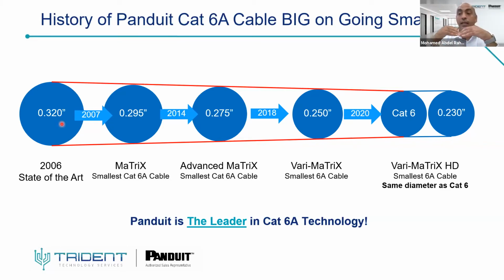So Panduit put a lot of effort into Cat6a cable and introduced the Matrix cable, the smallest Cat6a cable in the market, in 2007. Then we have Advanced Matrix, Varimetrics, and nowadays we have launched a new cable called Varimetrics HD, which is the smallest cable for Cat6a. It is near to Cat6, the same diameter, so you don't have any concern when upgrading or renovating from Cat6 to Cat6a.